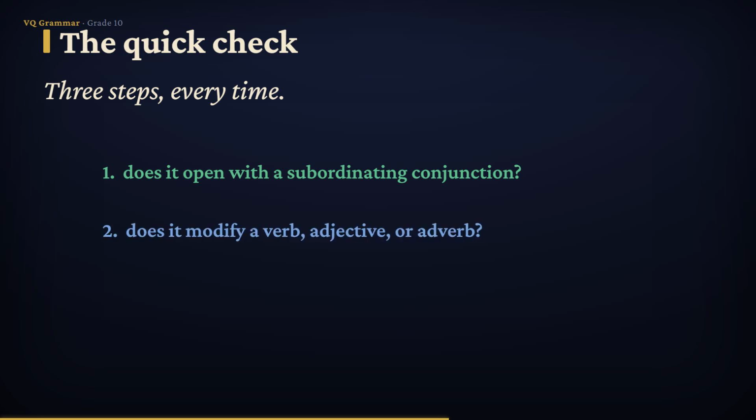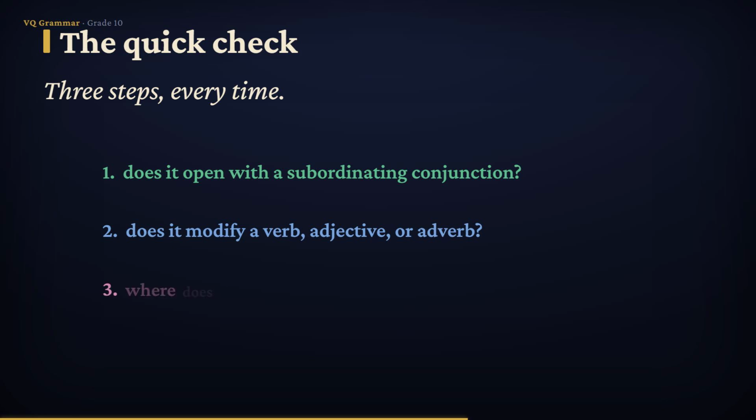Let's turn all of that into a 3-step check you can run on any sentence. Step 1. Does the clause open with a subordinating conjunction? A word like because, although, until, or unless. Step 2. Does it modify a verb, an adjective, or an adverb, telling you when, where, why, to what extent, or under what condition? If the answer is yes to both, you have an adverb clause.